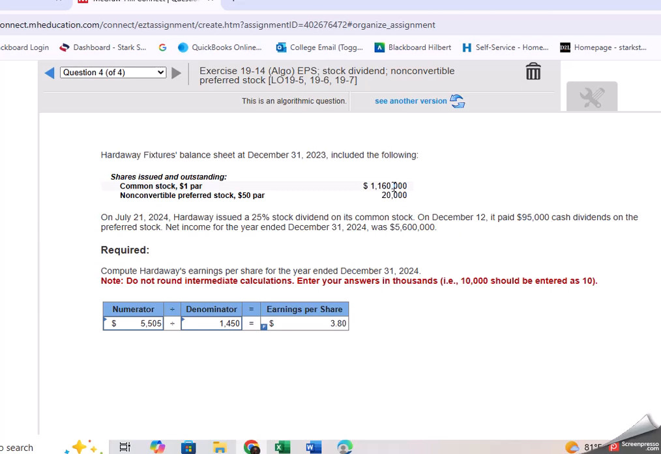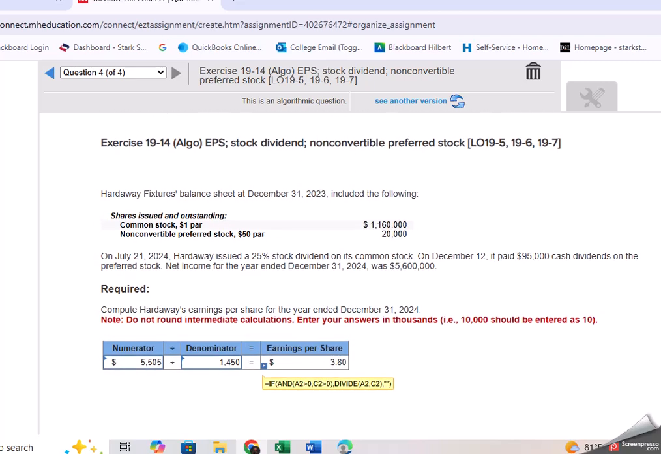And then our denominator is our 1,160,000 shares. Now, in this case, the preferred stock is not convertible, so we don't have to adjust for that, but we have to adjust for this 25% stock dividend. So then the 1,160,000 shares is going to increase by 25%. If we multiply that by 1.25, that gives us a denominator of 1,450,000 shares, and that calculates out our earnings per share. So again, that one's a little bit easier. They'll all be a little different, so just read it and pay attention to the words.